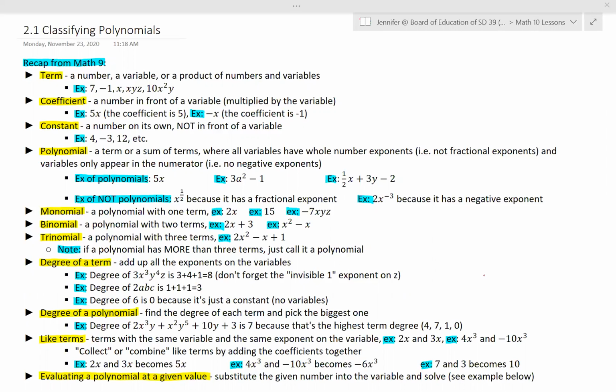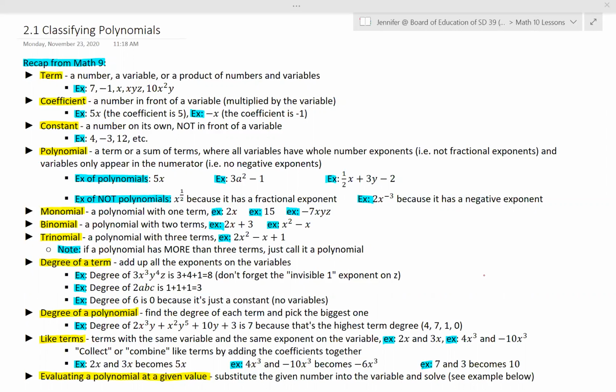A polynomial, which we'll work with for this whole chapter, is a term or a sum of terms. And there's two restrictions about what makes a polynomial. One, all of the variables have to have whole number exponents, so they can't have fractions as their exponents. And two, the variables have to only appear in the numerator. This means it has to have positive exponents.